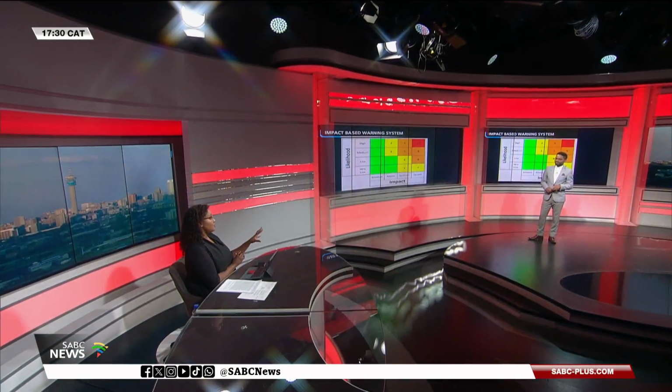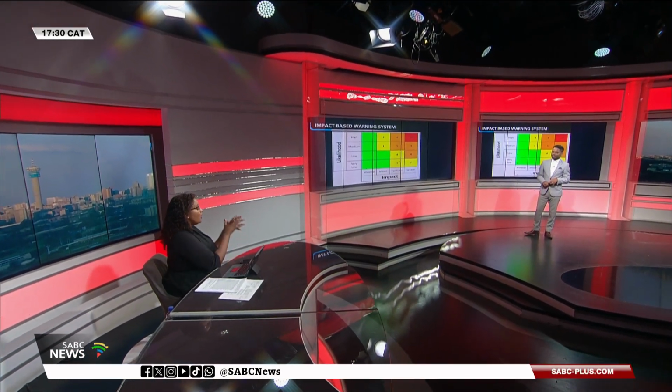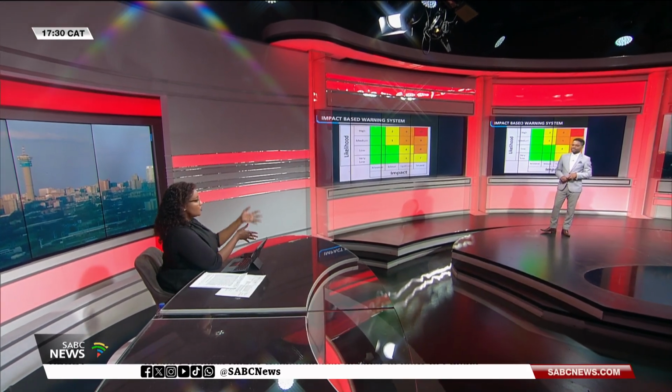Mpho, this is quite an important one, because when we're speaking to different people, even just today, people are saying we were aware of the rainfall, but not the impact, not what's going on. So I see you have a graph behind you. Just take us through some of the warning systems. What does the green mean, the yellow, etc.?